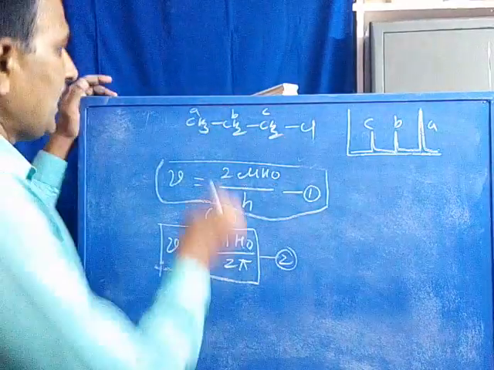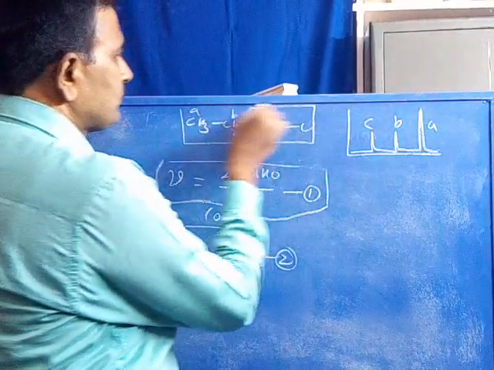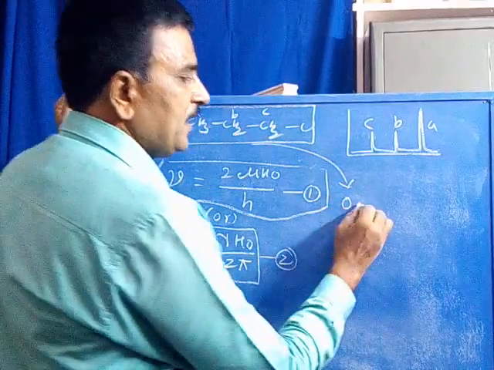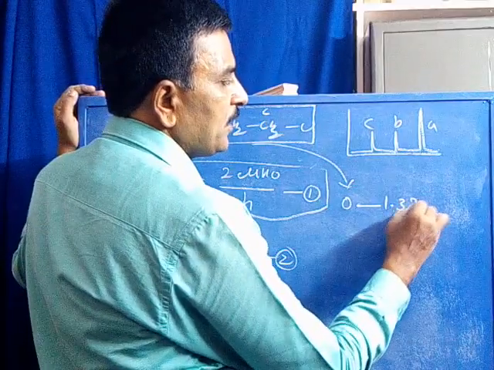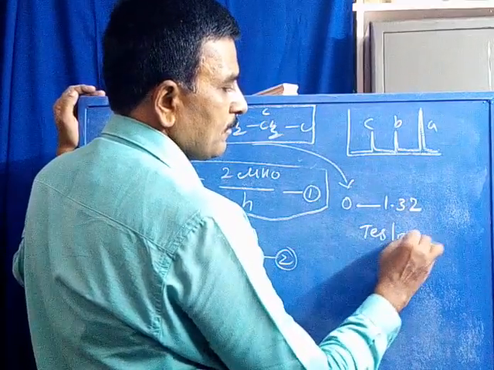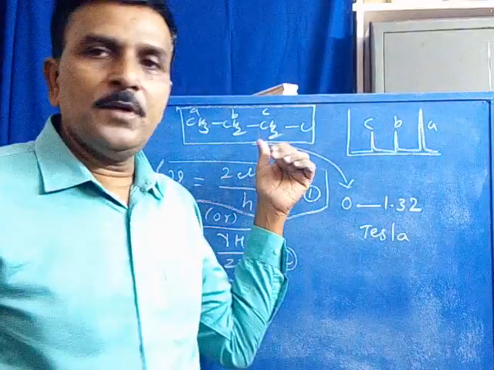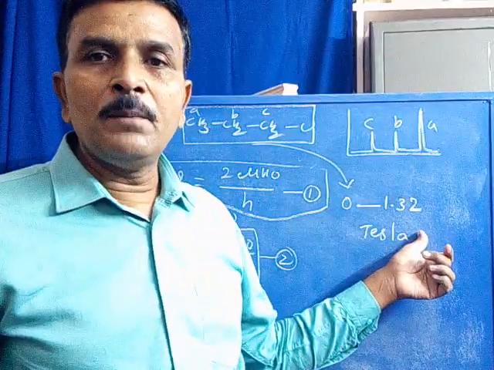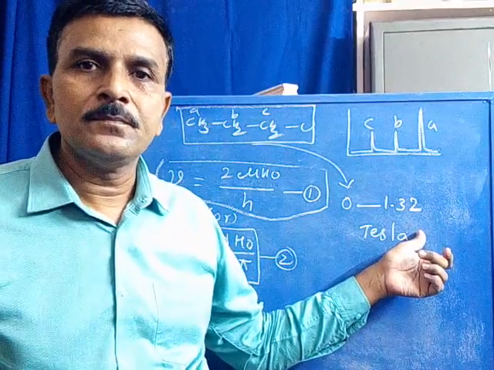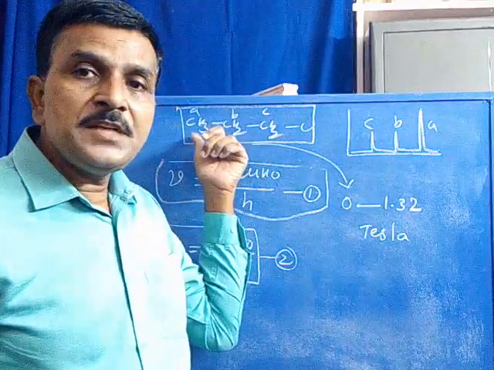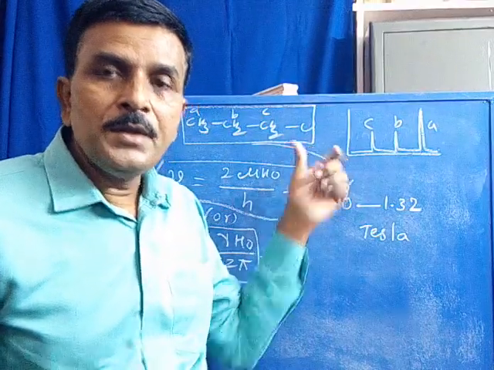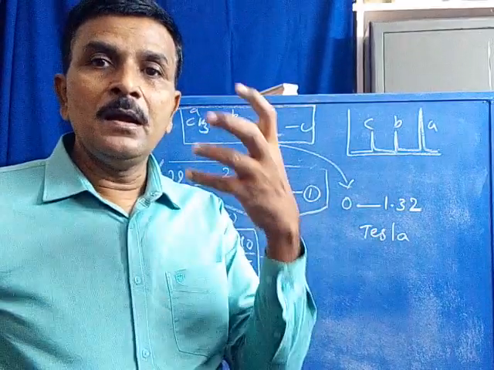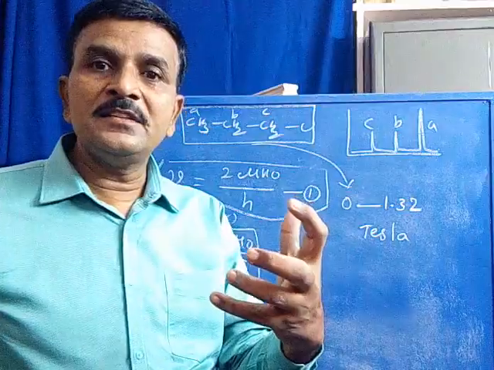For example, I exposed this molecule to a range of external magnetic field, 0 to 1.32 Tesla. Now, the whole molecule is exposed to a range of magnetic field that is 0 to 1.32 Tesla. Are you following? Now, each and every set of protons utilizes the magnetic field required for splitting of the degenerated energy state into energy levels.